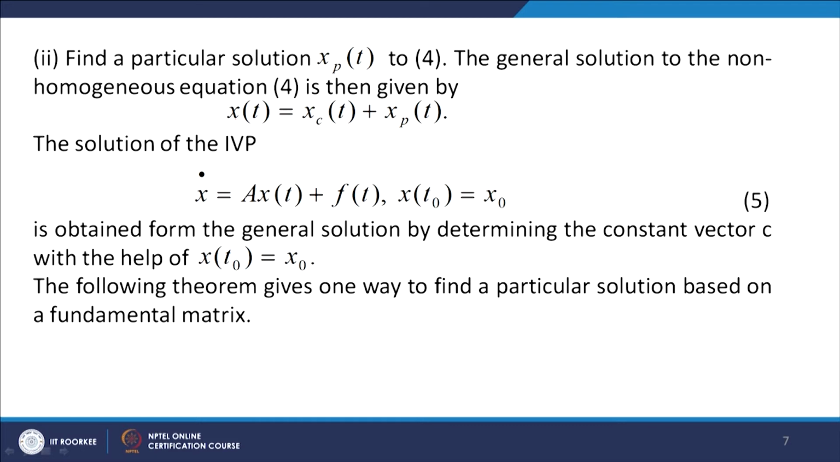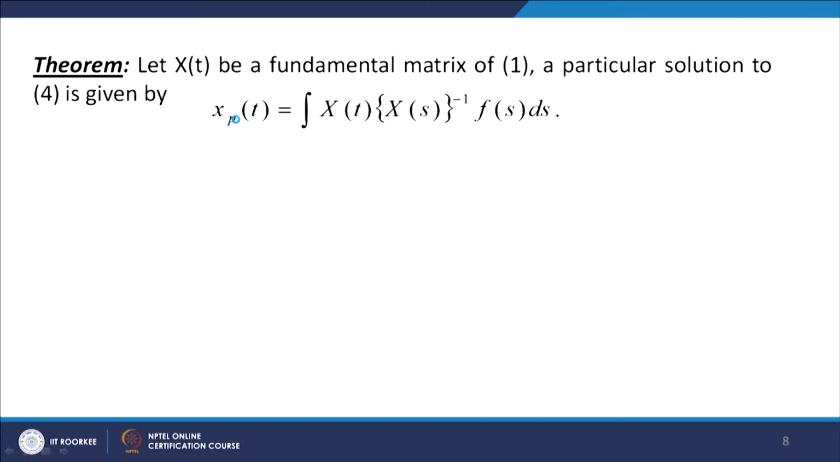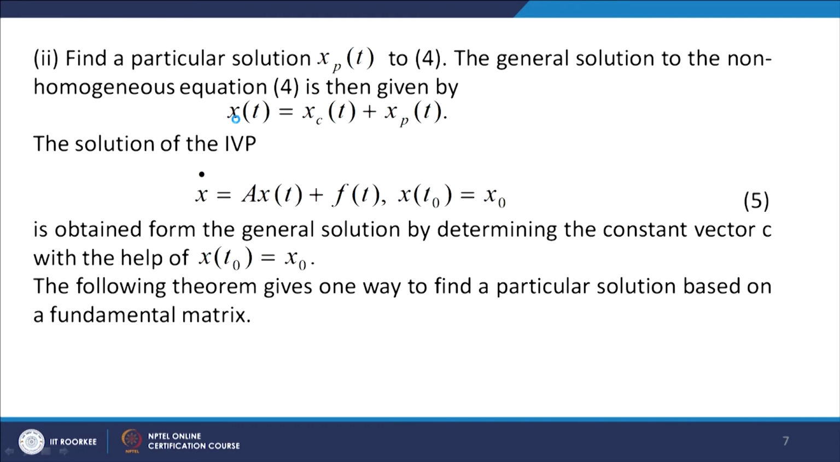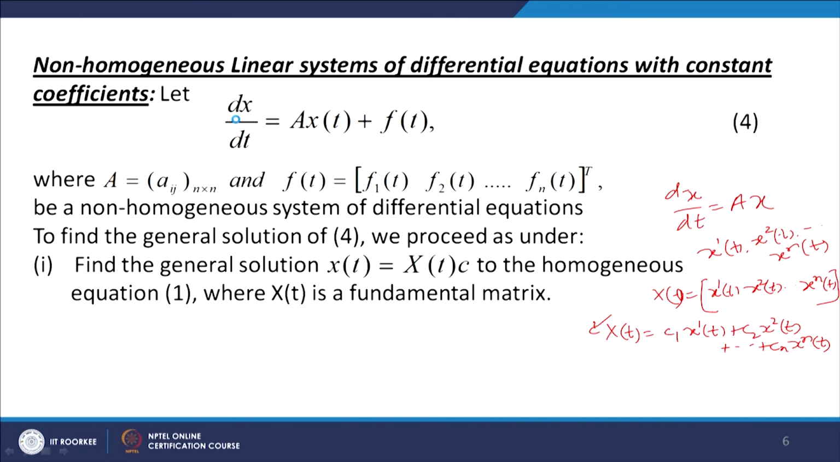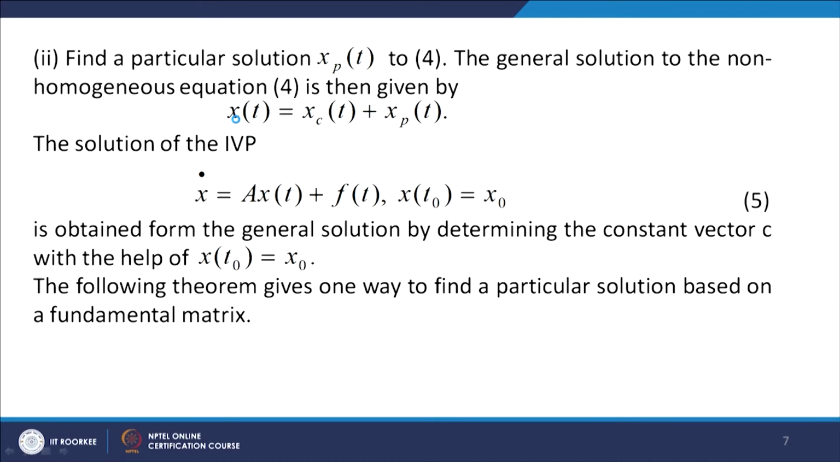Now, let us see how, first we see that it is a solution of the system 4, and then we see that it is a general solution. So, let us first show how it is a solution of 4. In the system 4, let us put x(t) equal to xc(t) plus xp(t). This is our system, dx/dt equals Ax(t) plus f(t), so let us put that in.